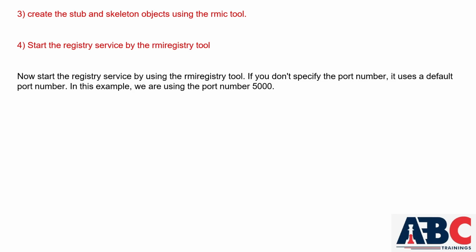Then create the stub and skeleton objects using the rmic tool. Then start the registry service using the rmiregistry tool. This file is included in Java. Now we start the registry service by using the rmiregistry tool. If you don't specify a port number, it uses the default port number. For example, suppose we use port number 5000.